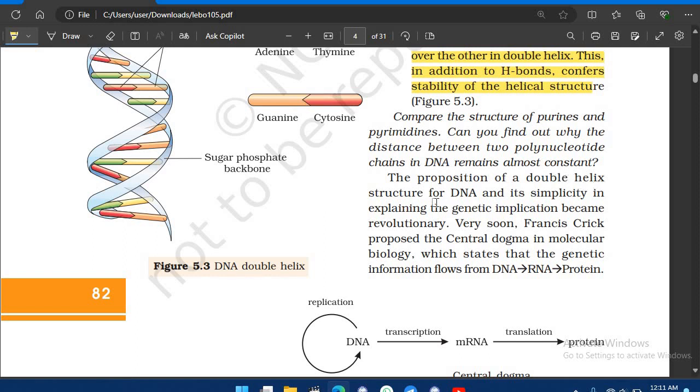The proposition of the double helical structure of DNA, in its simplicity, and its explanation of the genetic implications, became revolutionary very soon. Francis Crick proposed the central dogma of molecular biology, which states that the genetic information flows from DNA to RNA to protein.